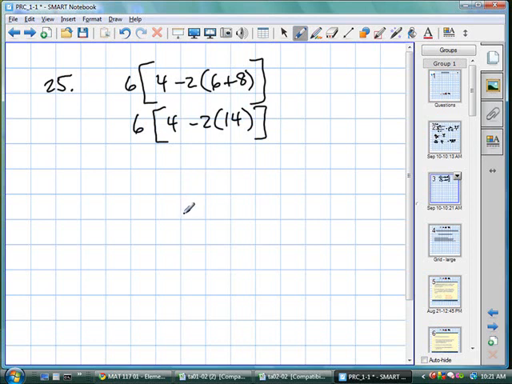What's next? Got to do this multiplication, right? So it becomes 6 bracket 4 minus 28, which is... and now I've got to do what's in the brackets next. So now I finally have 6 times negative 24. So that's what, a negative 144? So you only multiply 14 by just the number right next to it?